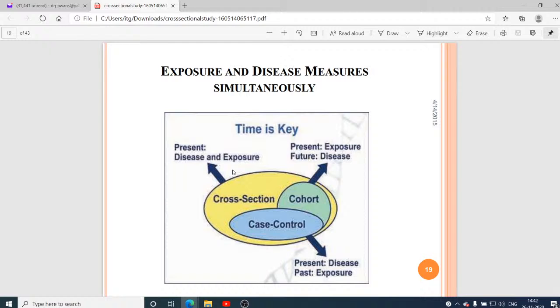So talking about exposure and disease measured simultaneously, time is the key. The present disease and exposure. The present exposure and future disease is the cohort study, and the case control study will define present disease and past exposure. So a cross-sectional study covers cohort and case control study as well. Cohort study and case control study become more specific than cross-sectional.